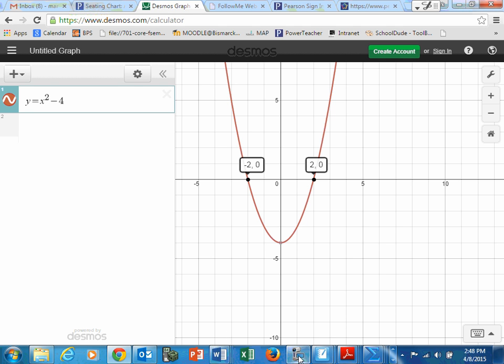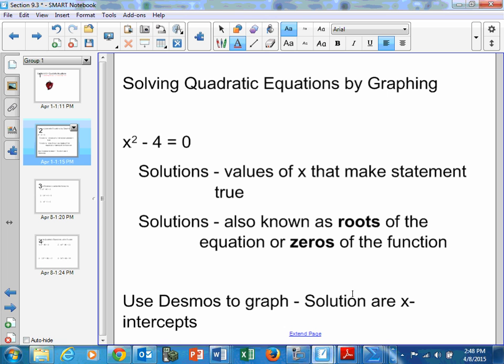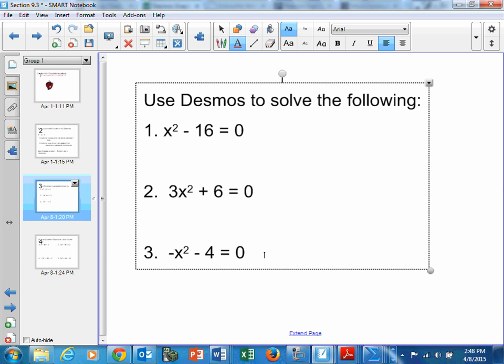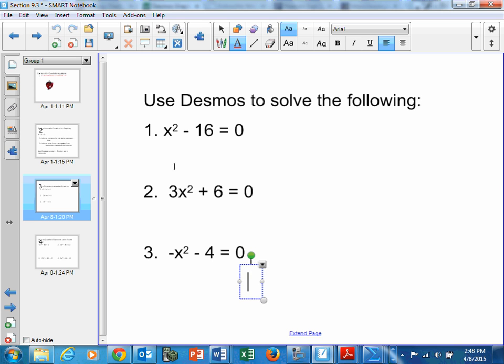What makes this 0? Our two answers in this case would be -2 and +2. If we went back to this equation, if I took -2 and squared it, -2 times -2 is 4, minus 4 is 0. Or if I took 2 squared, minus 4 is 0 as well. Okay, next we want to look at these three equations and see if we can use our Desmos program to solve them.